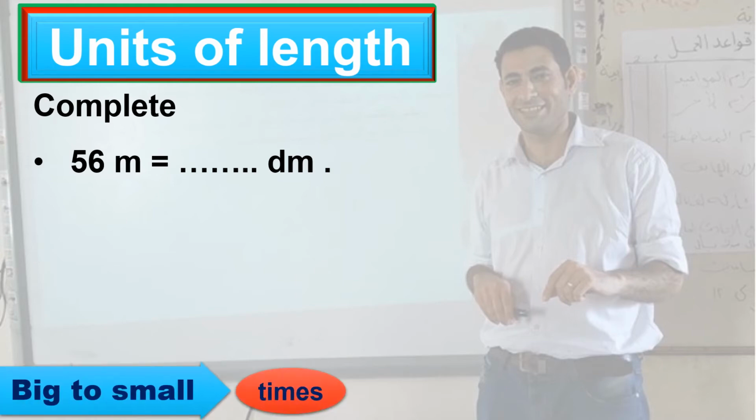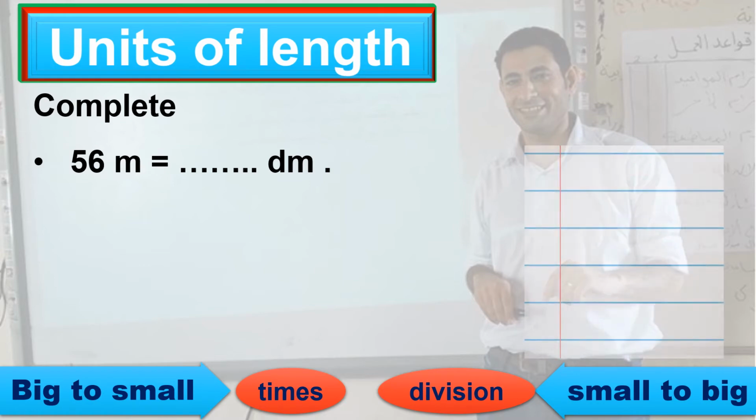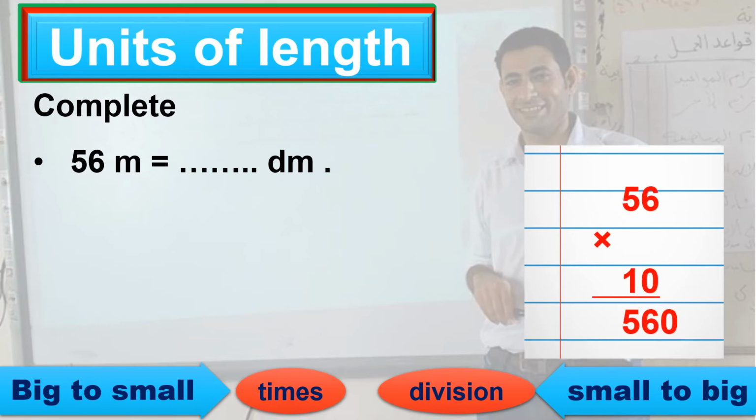We must remember that if we want to convert from a big unit to a small unit, we must multiply. يعني لما نحب نحول من وحدة قياس كبيرة زي المتر في الحالة اللي قدامنا لوحدة قياس صغيرة زي الديسيمتر احنا هنا بنعمل تايمز. يبقى لما بنحب نعمل التحويل بالعكس, small to big, we will do a division operation. السؤال اللي قدامنا 56 meter to decimeter: we will multiply 56 times 10 and the result will be 560.